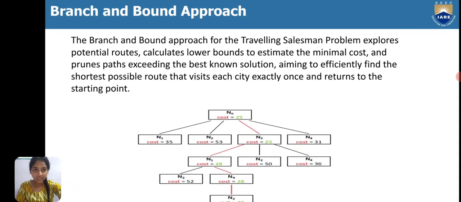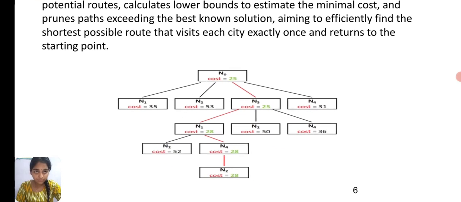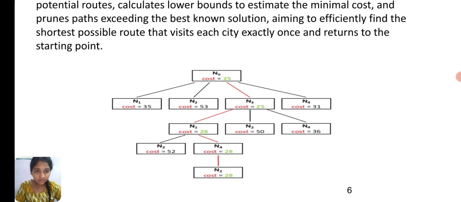Here you can see in this diagram, it's a tree diagram. Here you can see the first cost equal to 25, and the red color line shows the minimum cost, the minimum edge for the required city, and this cost is 25.